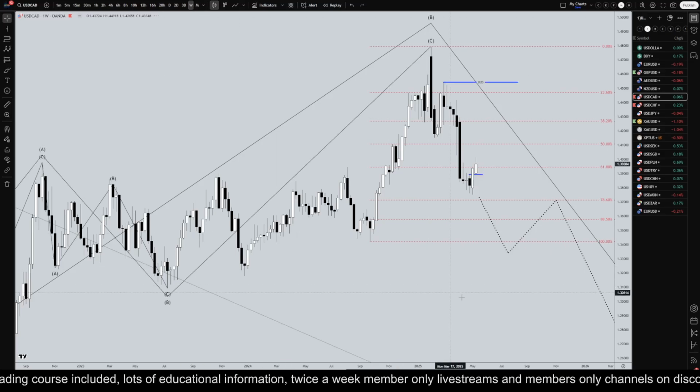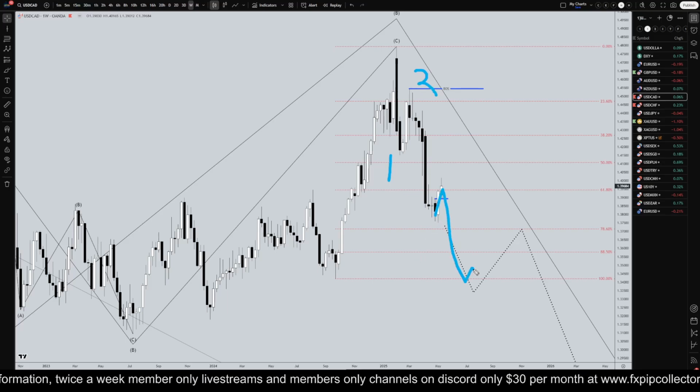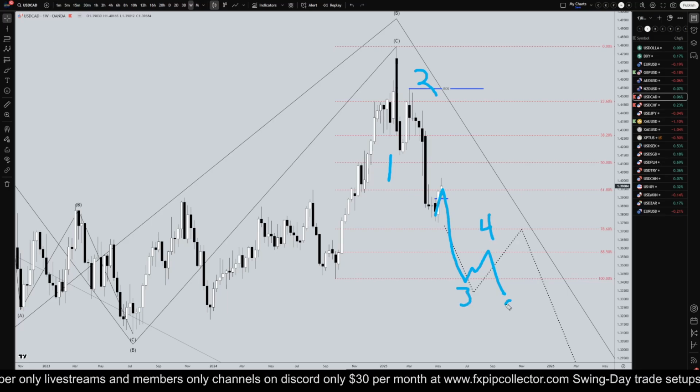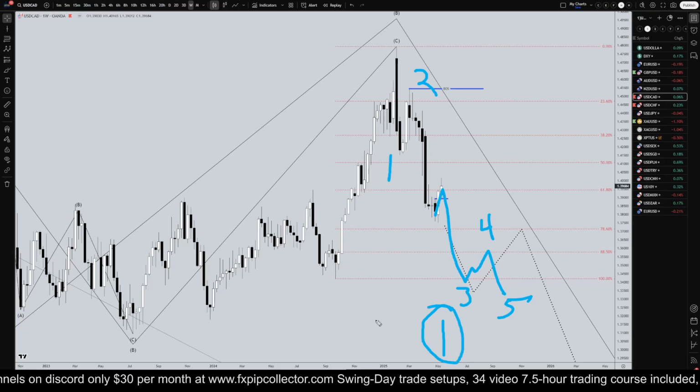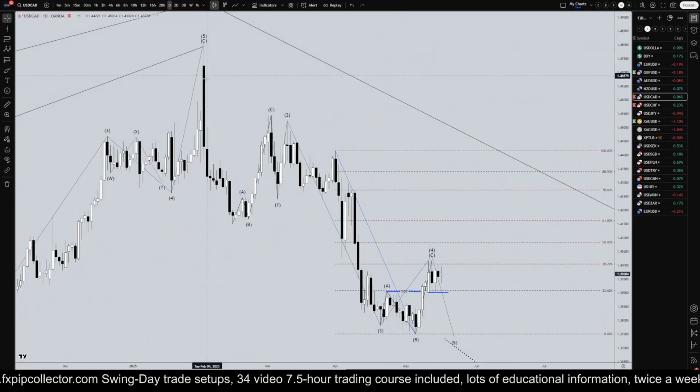Going down to the weekly time frame, I personally think we're in a wave one, wave two, and we're still in a wave three, which I don't even think is over. I think it's going to end up looking something like this for one, two, three, four, and five of wave one. This is only a wave one of a five-wave impulsive move to the downside on the monthly time frame. So let's keep going down to the daily time frame.